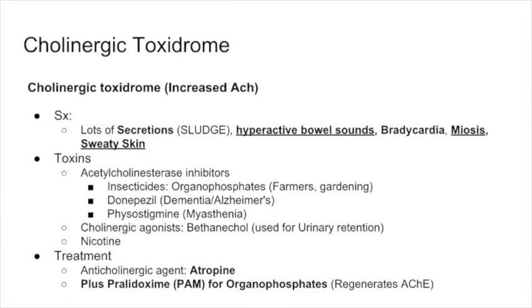The treatment for the cholinergic toxidrome is based on the fact that you have too much acetylcholine. So the treatment is two things. First, you want to block this acetylcholine from binding, so you give an anticholinergic agent, mainly atropine. Atropine blocks the effects of acetylcholine. And then second, which is actually very, very important and very high yield, you give a medication that regenerates the acetylcholinesterase enzyme. This medication is called pralidoxime or PAM, and that's specifically for organophosphates.